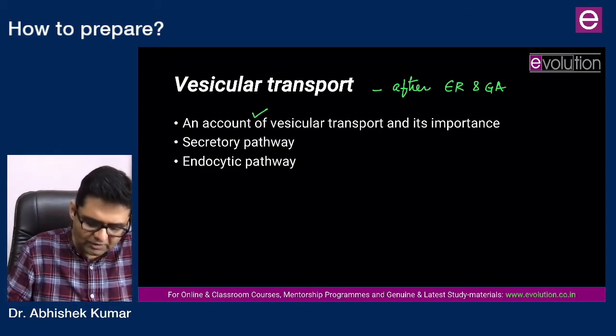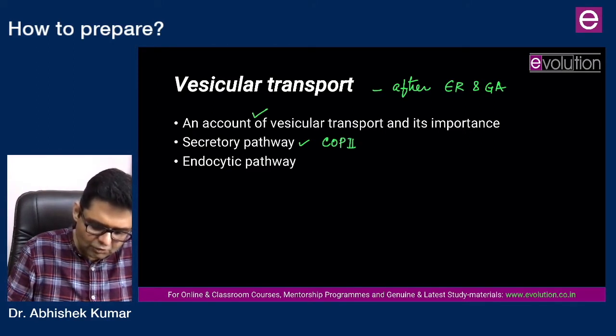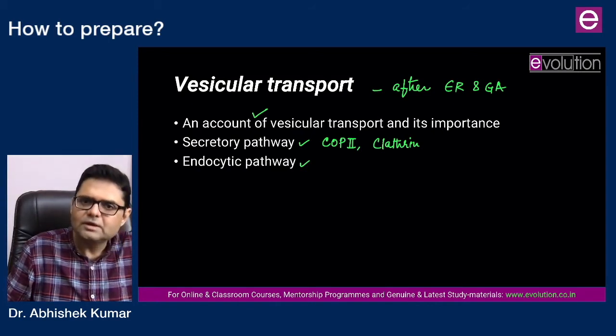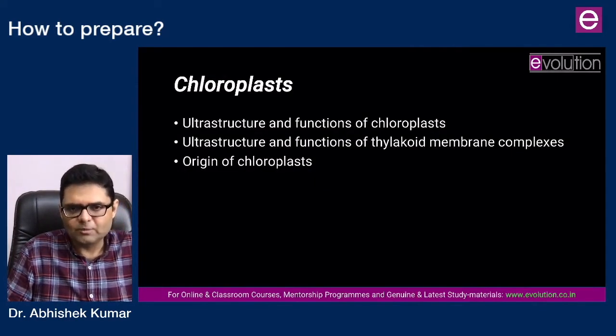Additionally, you should be doing the secretory pathway and go in some detail where you will be learning about coat protein, two coated vesicles, clathrin coated vesicles, and so on. And then also do the endocytic pathway. The endocytic pathway is anyway an important topic to be done in the context of endosomes, which is the topic just before lysosome. Next topic is going to be chloroplast.